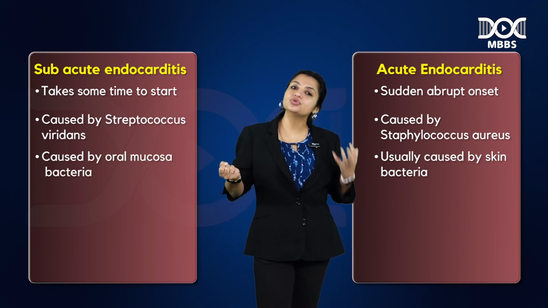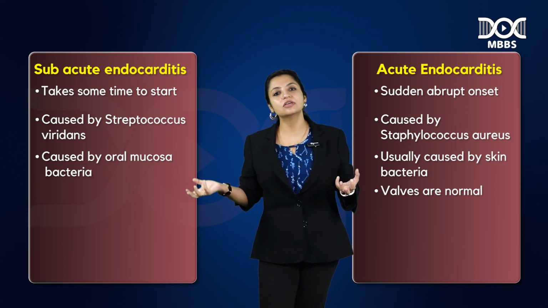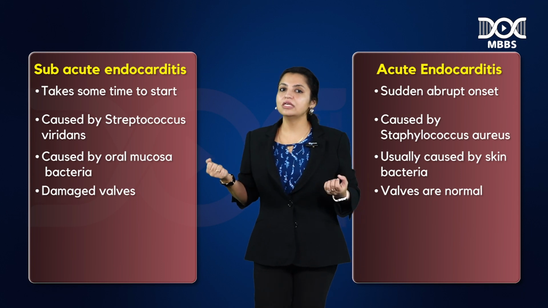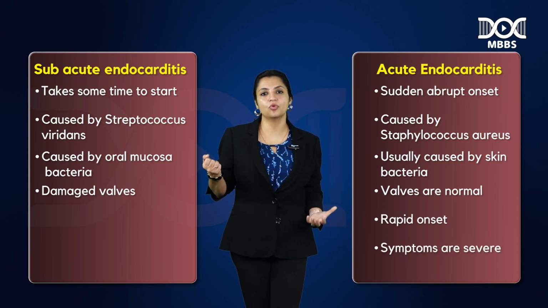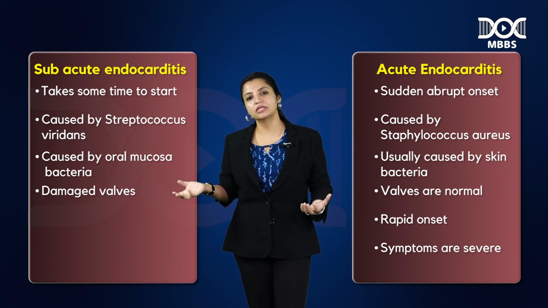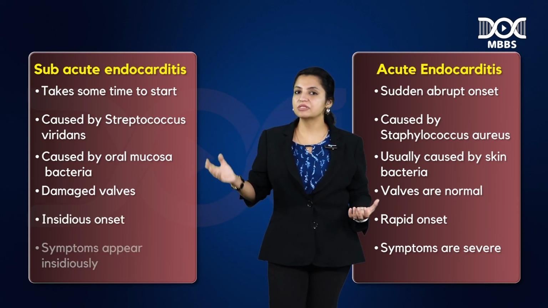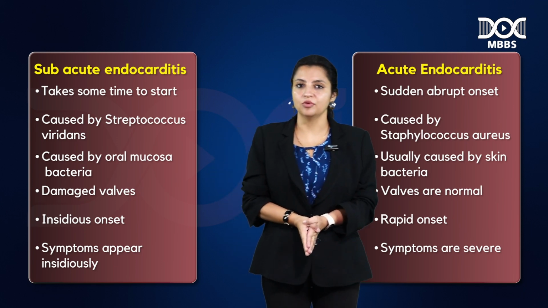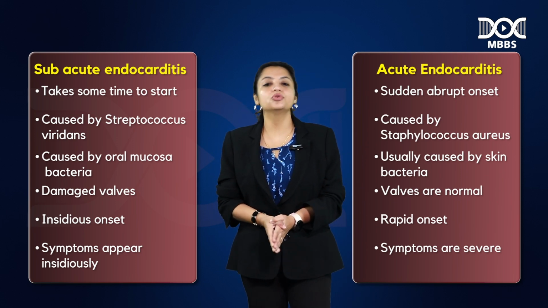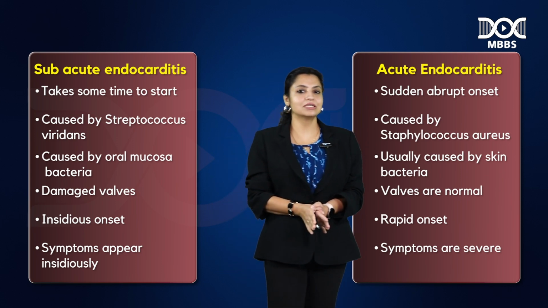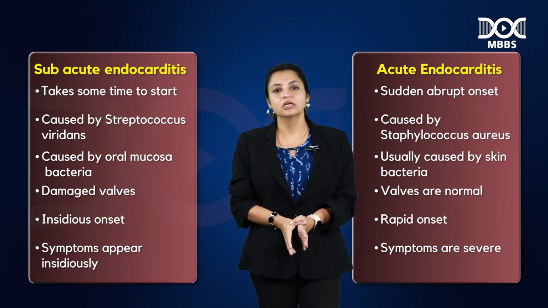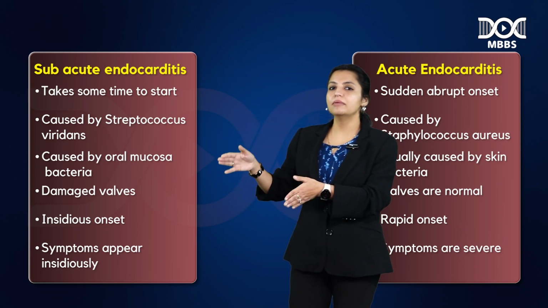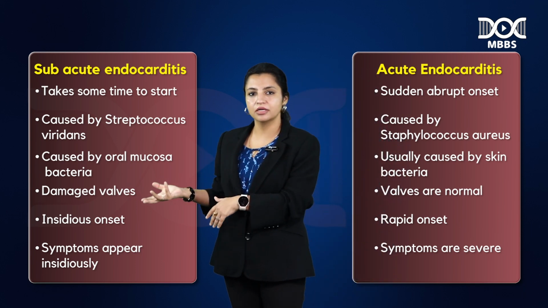The valves are usually normal in acute endocarditis, while damaged valves are usually there in subacute endocarditis. Obviously acute has rapid onset and more severe symptoms. Subacute has slow, insidious onset, and the symptoms appear insidiously. So that's the difference between acute and subacute, which everybody should be super clear with, right? I hope you're clear with the pathogenesis of both. In acute, the bacteria itself caused the damage; in subacute, there is already damage due to some heart condition, right?